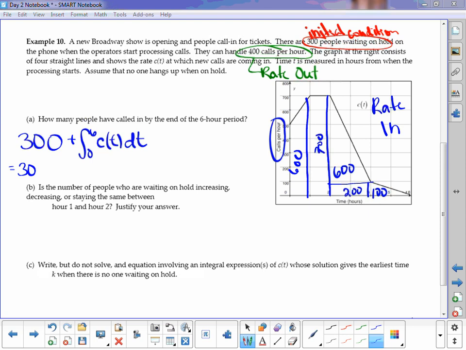So we have 300 plus, and then I'm going to list out these different ones. If you use different values, that's fine. Make sure you list those out. So we have 600 plus 700 plus 600 plus 200 plus 100. And what are we talking about again? People. Yeah, people. So this many people.